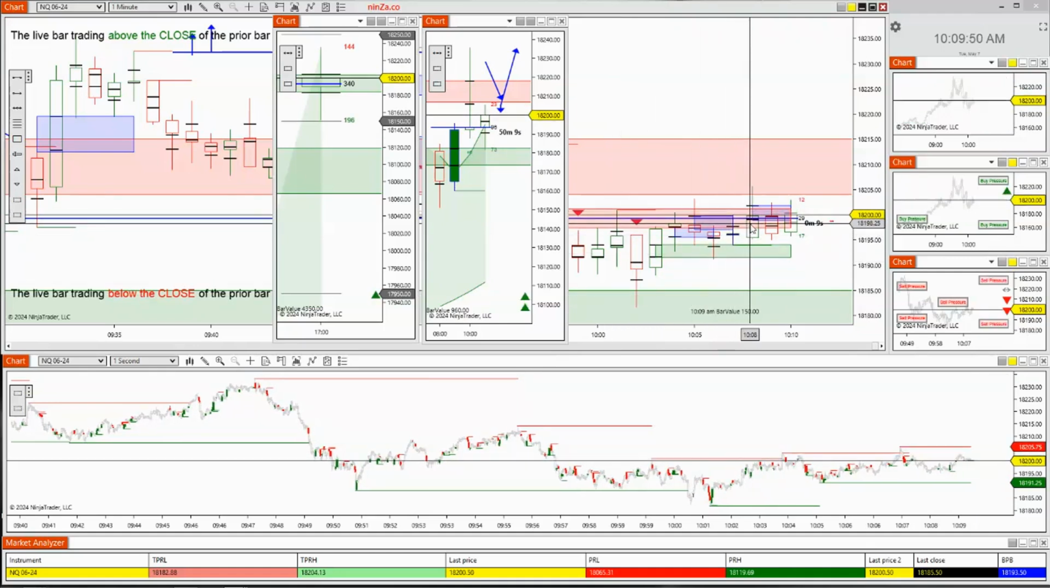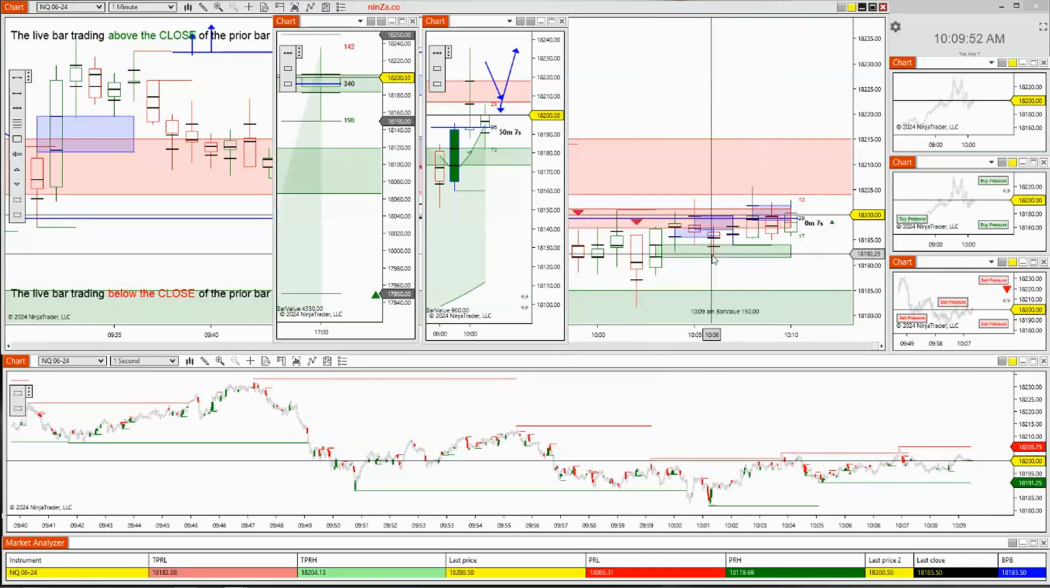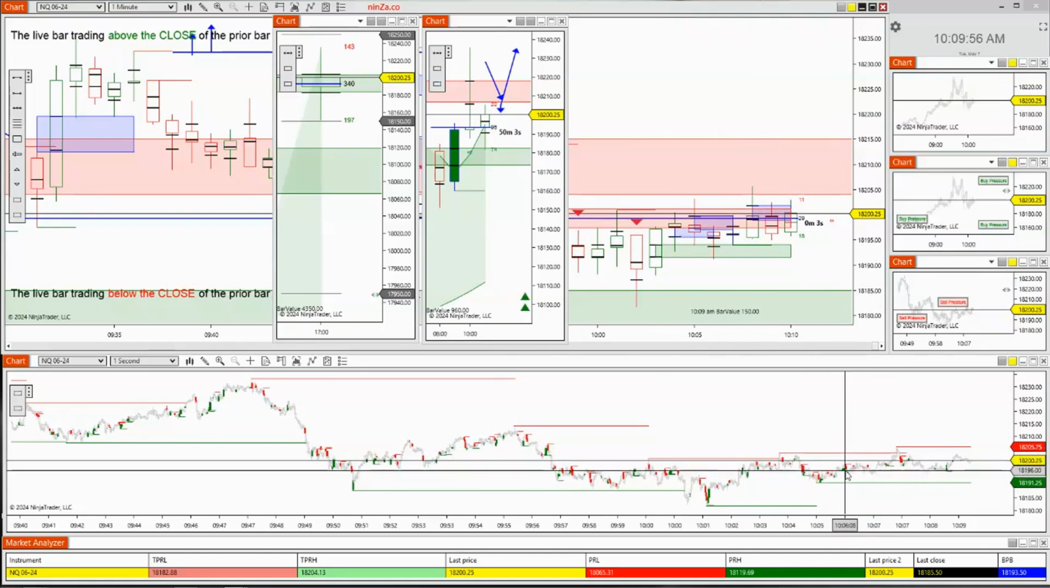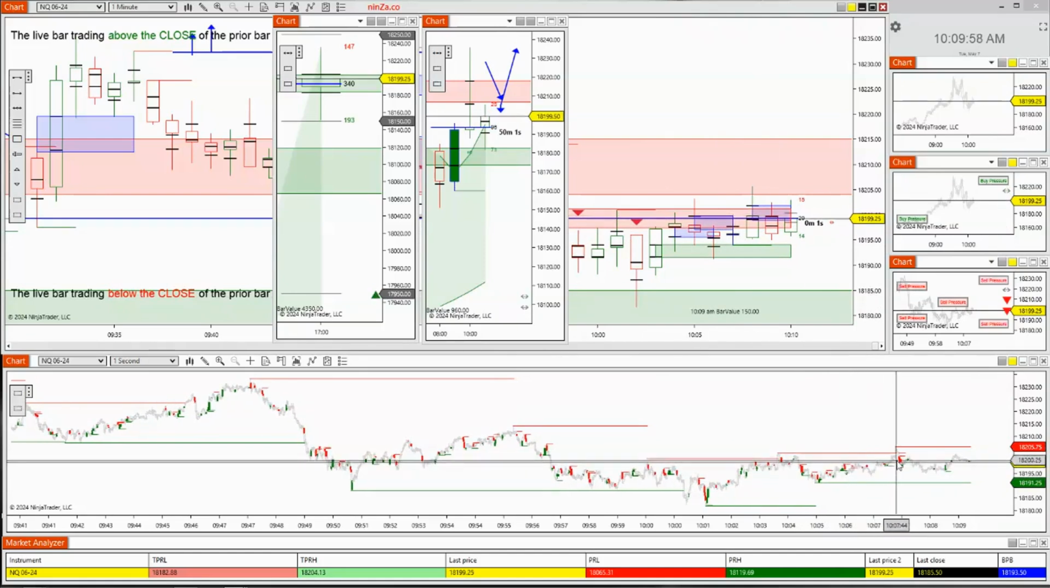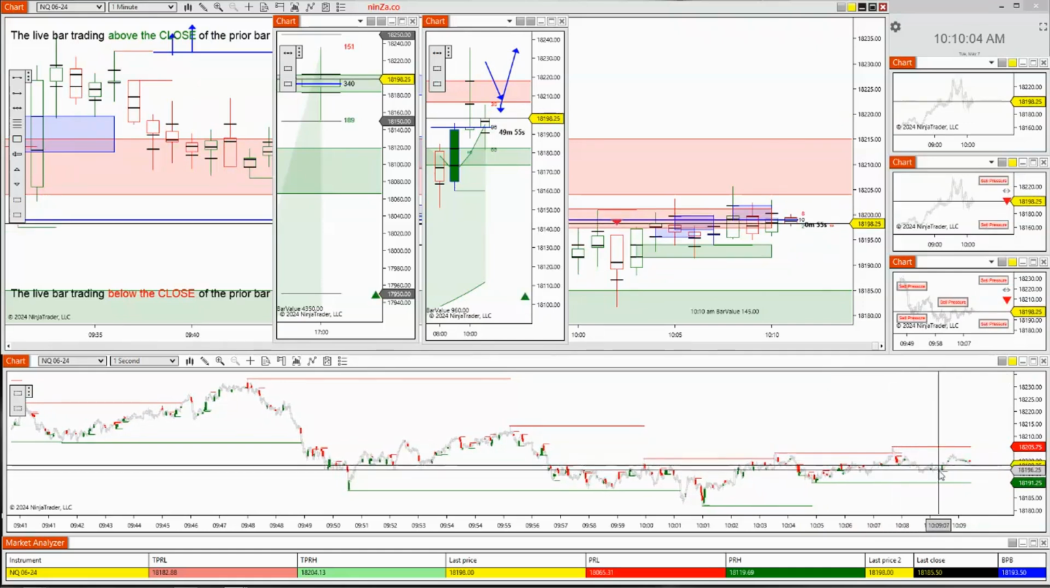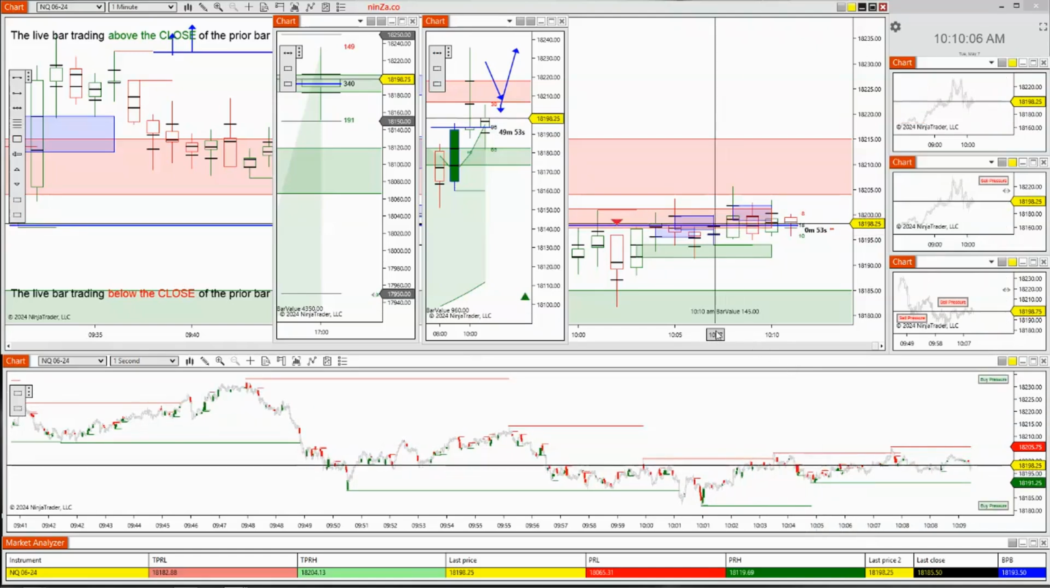All right, now you can see price is just really, really grinding right now. The buyers absorbing these sellers. I mean, they came in, they went above them. Let's see what they do up here at this high. Let's see. They keep coming in on the bottom here.